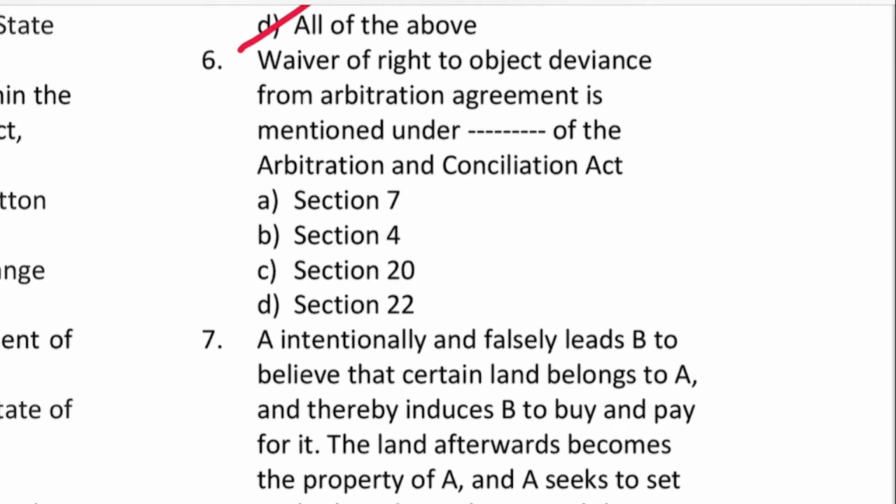Next 6. Waiver of right to object deviance from arbitration agreement is mentioned under which section? It is section 4 of the Arbitration Act. B is the answer.